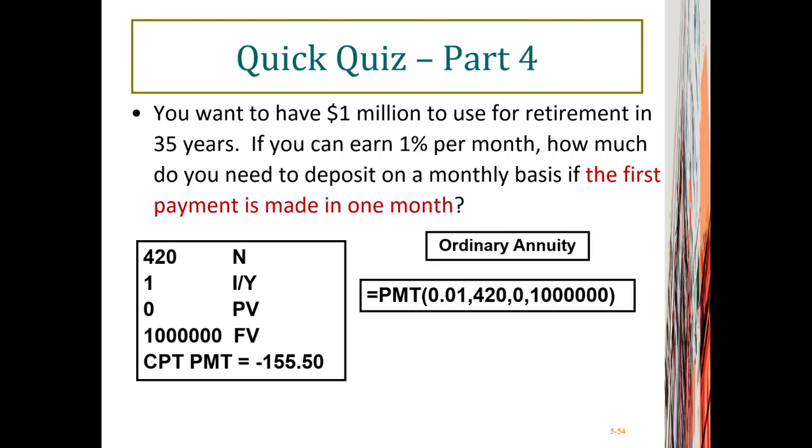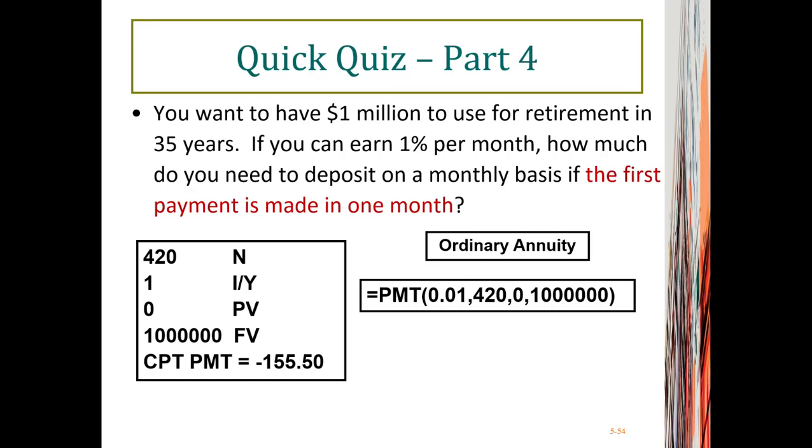What is I/Y? Well, since you do a monthly calculation, the interest rate should be the monthly interest rate, which is 1%. And the PV is 0 in this case, because you want to have 1 million to use in the future. Right now you have nothing. PV equals 0, but FV here should be 1 million. It carries a positive sign because you are going to have that 1 million in the future. It's a cash inflow. Then you compute PMT, and the PMT is negative 155.5.